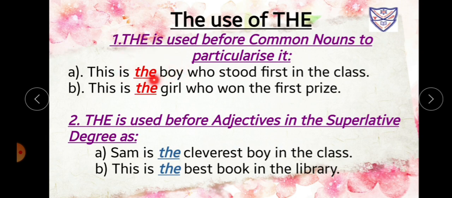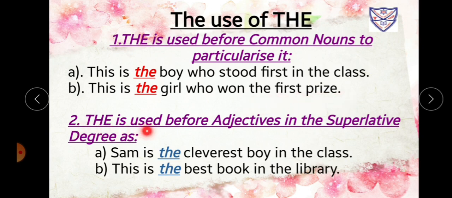Why are we using the over here? As it is used to specify or to particularize the boy. That the boy, this is the boy who stood first in the class. Second one, this is the girl who won the first prize. So again in this sentence, what is the noun? Girl. Which kind of noun is it? It is a common noun. So before the common noun, again we have an article, and that article is the. We are using the over here to particularize or to specify the girl who won the first prize.